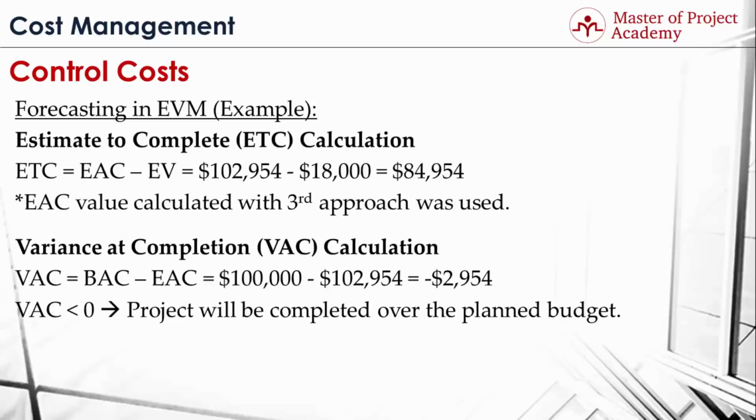However, if we had used the estimate at completion values we found with the first or second approach, VAC would be greater than 0, indicating that the project will be completed under budget.